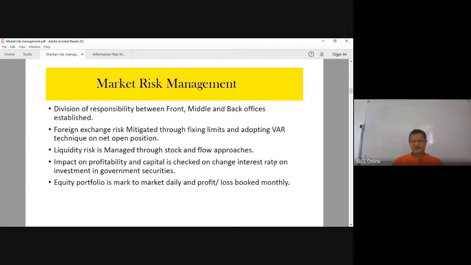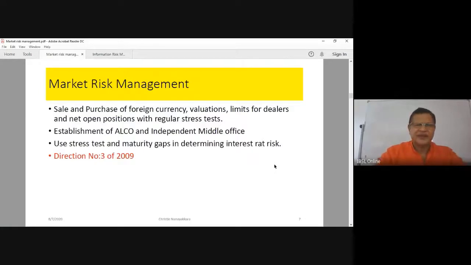Equity portfolio is marked to market, which I have already told you when we discussed our stocks and shares. So in this management of market risk, sale and purchase of foreign currency, valuations, limits to dealers, net open positions, regular stress tests are being carried out. We will take one by one when we do this.